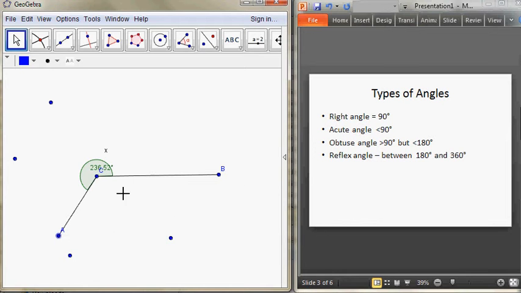It's a reflex angle. But remember, even though we have a reflex angle, ACB, if we look at it the other way, from here to here, it's not a reflex angle. It's an obtuse angle. And if we move it even further, we can see that it's now an acute angle. ACB can either be an acute angle or a reflex angle.